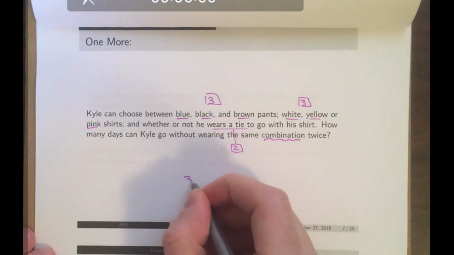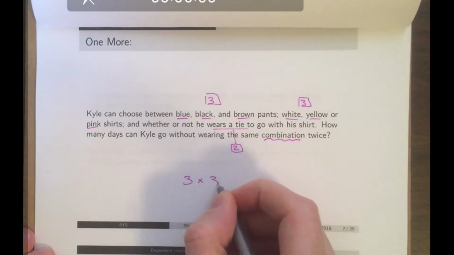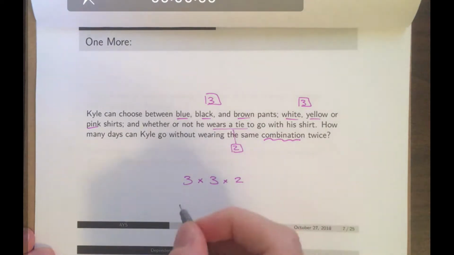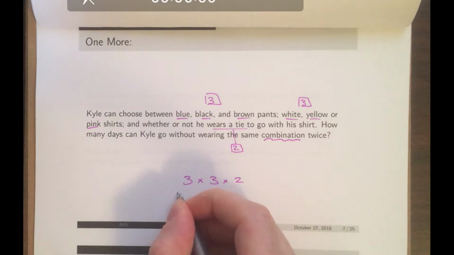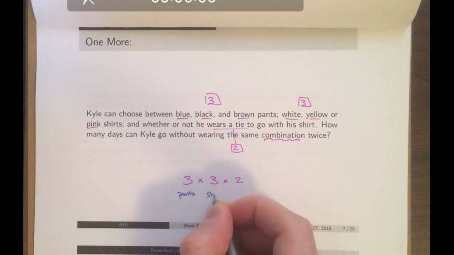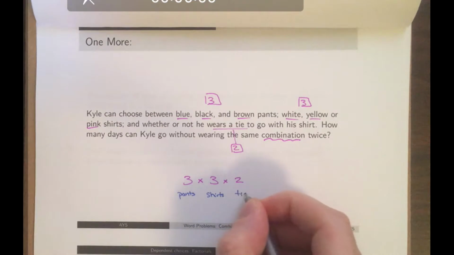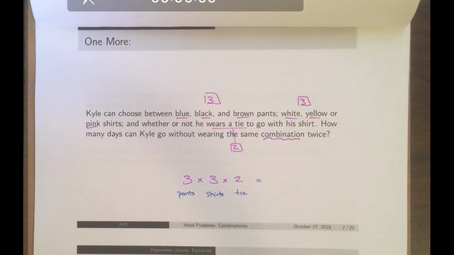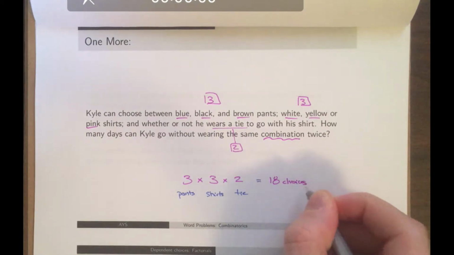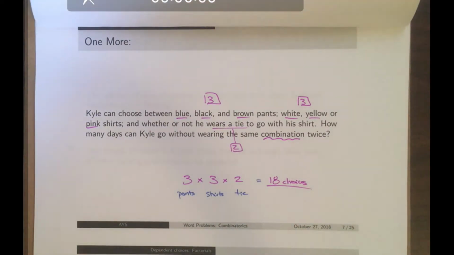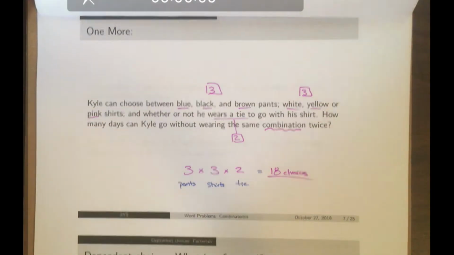So I'm going to say 3 choices for pants times 3 choices for shorts times 2 choices for ties. So I'll go ahead and write pants, shorts, and then tie. And you multiply these, you get 18. 18 choices. Okay, not too bad. Those are the classic kind of vanilla flavor, independent choices. Your pants choice doesn't affect your shorts choice, doesn't affect your tie choice. That'd be a great world if that was true.